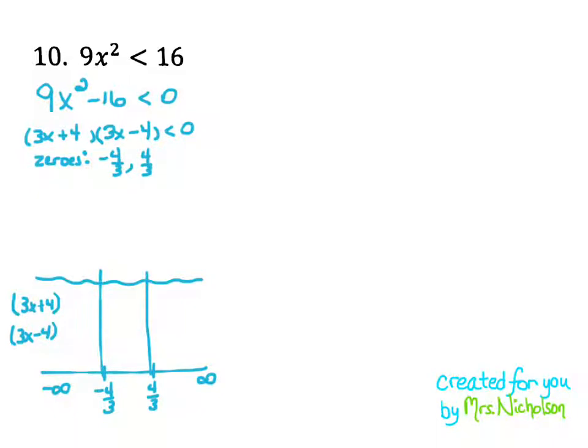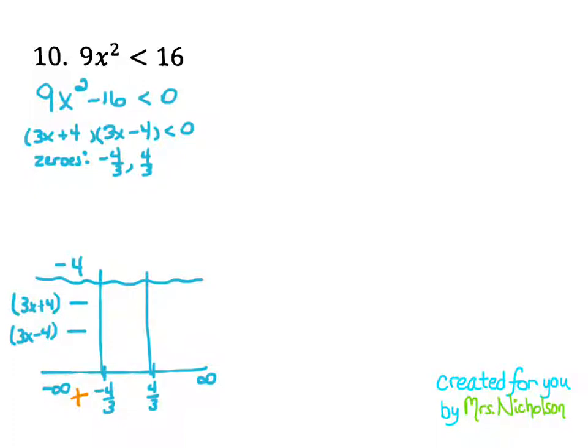If I'm looking for something between negative infinity and negative 4/3, I mean, we could pick negative 3, negative 2 even, but if you're not sure, you could pick a number as big as negative 10, just to make it easier on yourself to figure out. I'm going to pick negative 4. Negative 4 is definitely in that interval. If I plug negative 4 into 3x plus 4, I would get negative 12 plus 4, which is definitely negative. And if I plug negative 4 into 3x minus 4, I get negative 12 minus 4, which again is negative. And then if I multiply a negative times a negative, that's going to give me a positive.